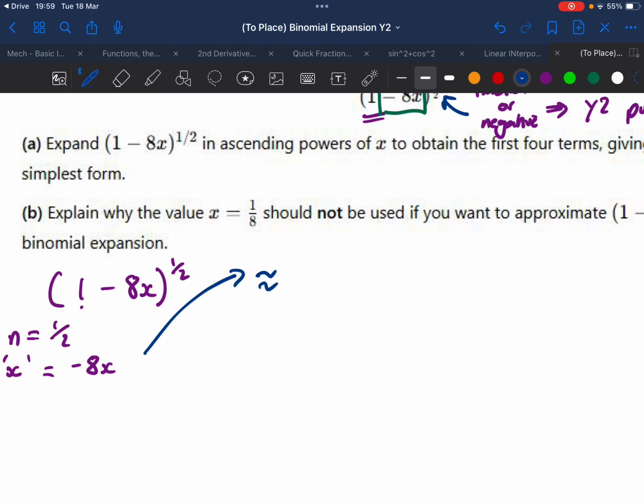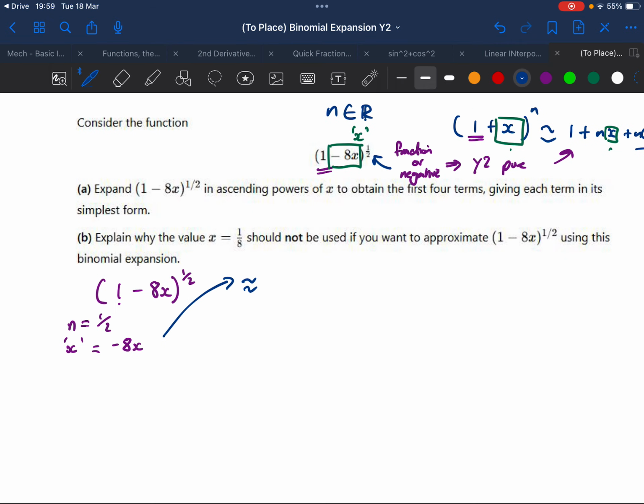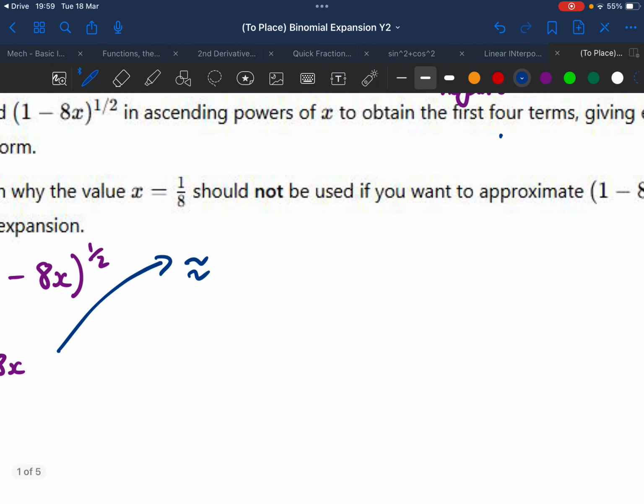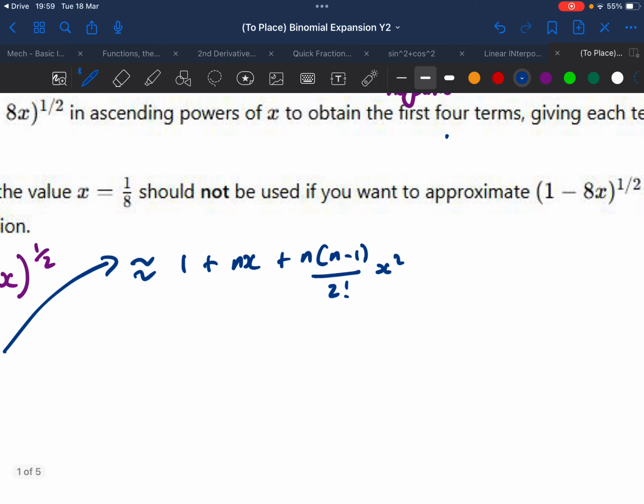Now, approximately, it's equal to how many terms? The first 4 terms. So it's approximately equal to 1 + nx + n(n - 1)/2 factorial x squared, and so on. This is Edexcel advice: when you're going to substitute into a formula, you should state that formula first. It can sometimes help you pick up some method marks. So there we go, 1, 2, 3, 4, the first 4 terms. Please only do the terms that you actually need.